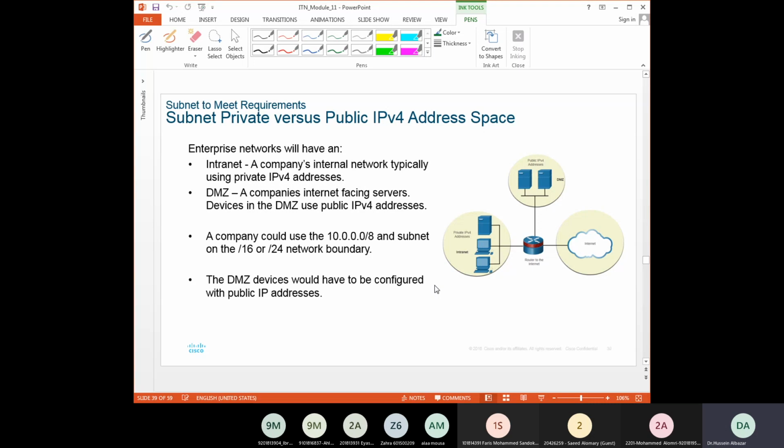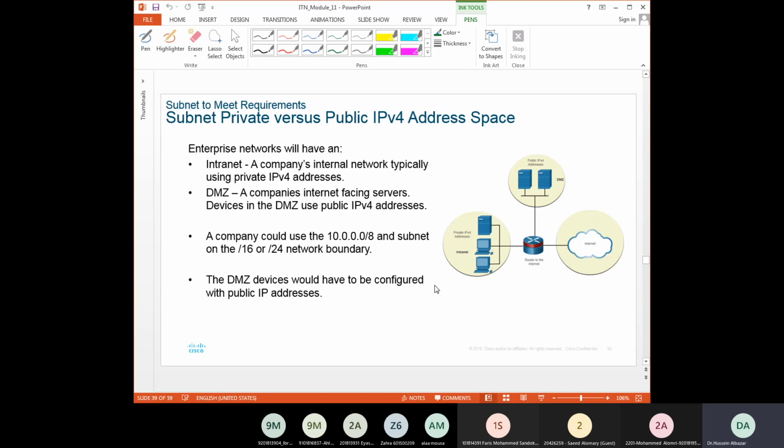Equally sized prefix, equally sized subnets, which means if we subnet /16, for example, to /24, we will create many subnets, all of them with the same number of hosts per subnet. How do we know how many hosts? According to the bits of the host portion: 2 to the power of the number of bits, minus 2.